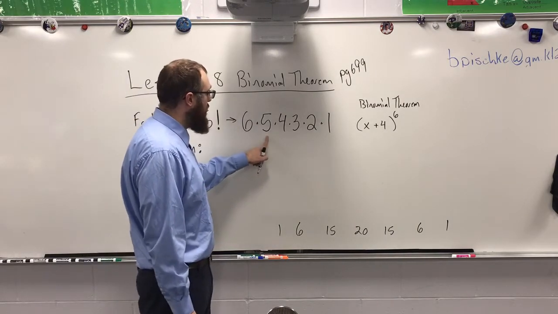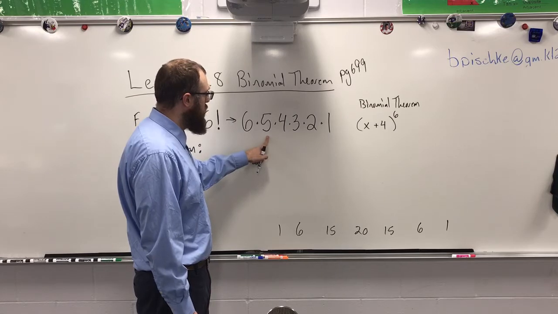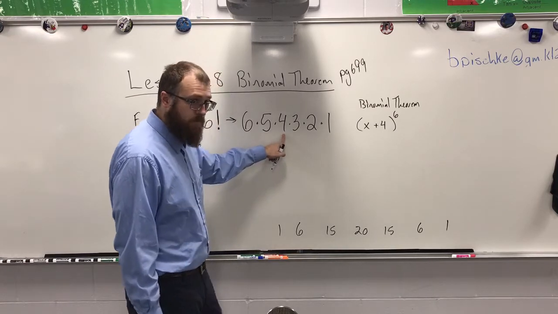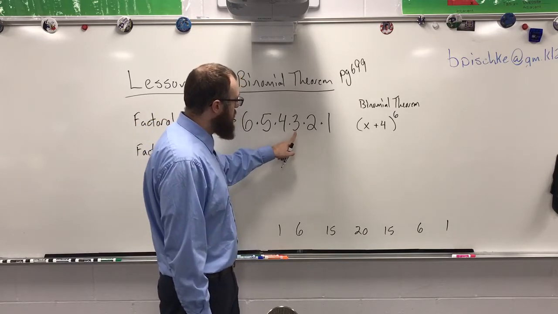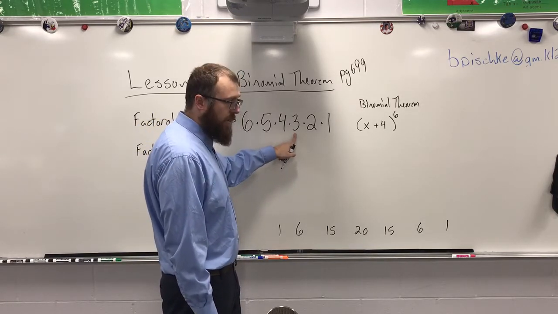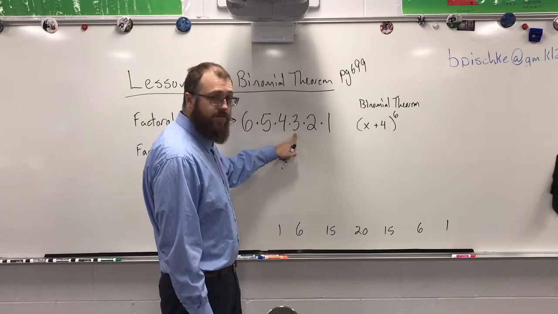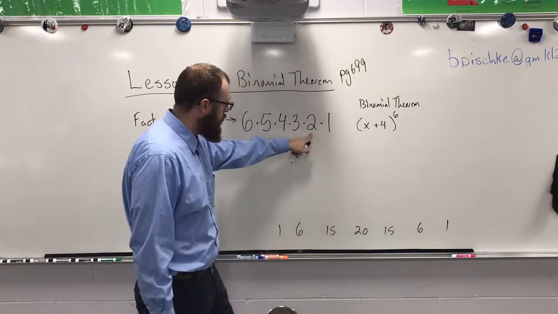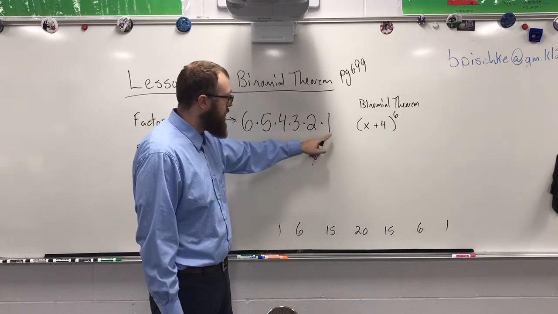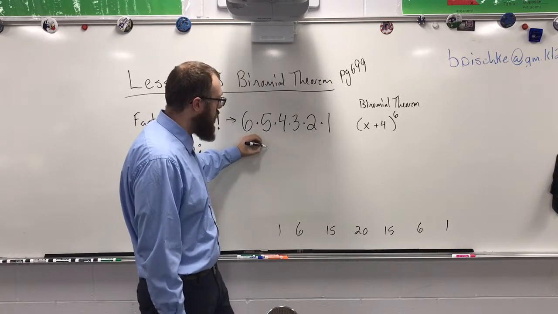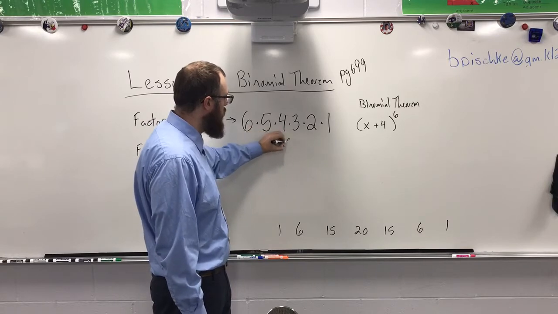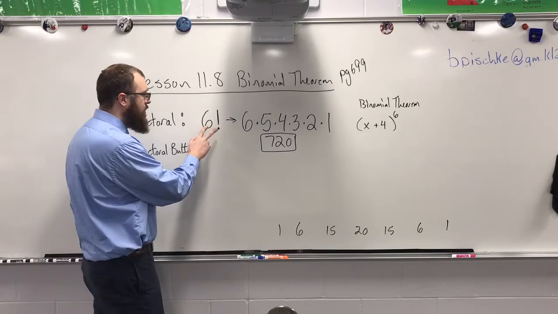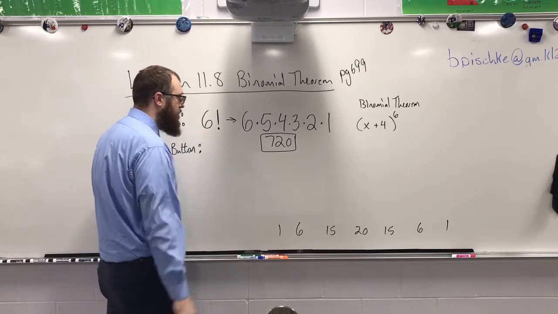So 6 times 5 is 30, and 30 times 4 would be 120. 120 times 3 is 360. 360 times 2 is 720, and 720 times 1 is 720. So 6 factorial ends up being 720.